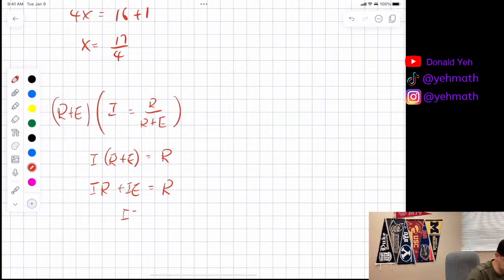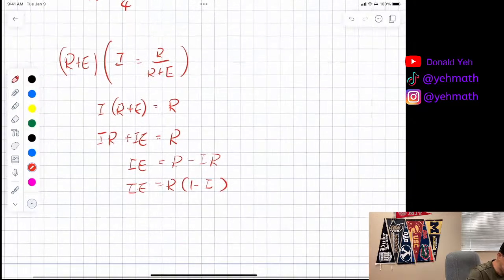Move the R to the other side and then factor out. And then R equal to IE over 1 minus R. Sorry, 1 minus what? I can read.